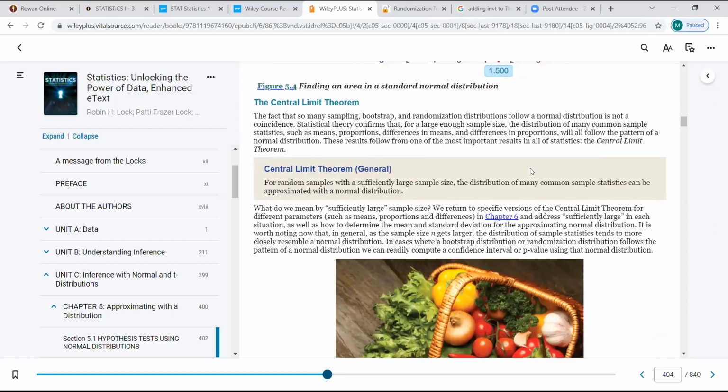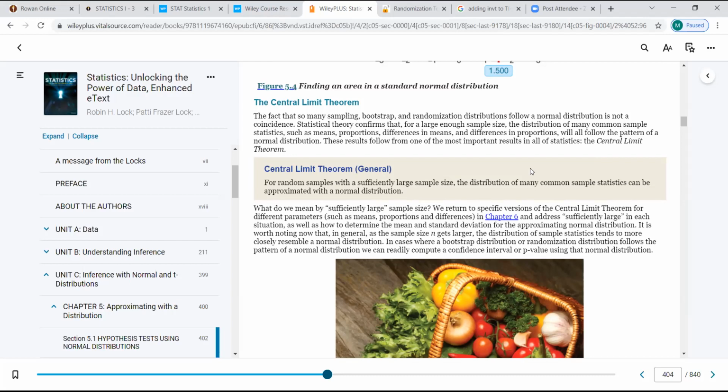It says that regardless of the population distribution's shape, in other words, if we look at a parameter like a mean or a proportion, no matter what the shape of the population distribution, whether it's skewed or symmetric, if the sample size is large enough, then the sampling distribution will be normal. Remember, the sampling distribution is a list of all possible samples of a certain size.